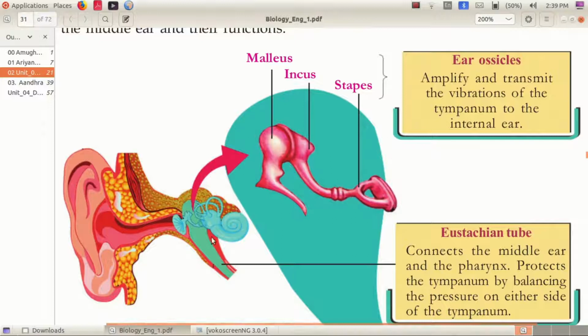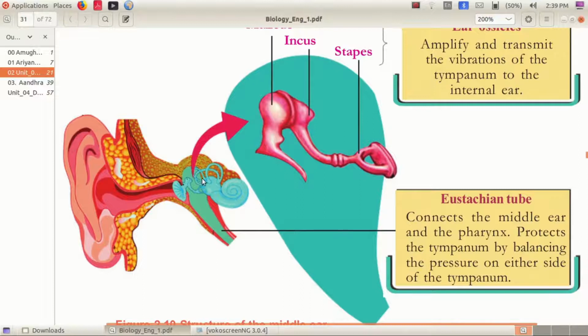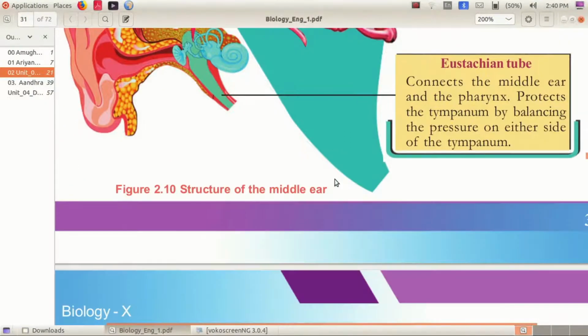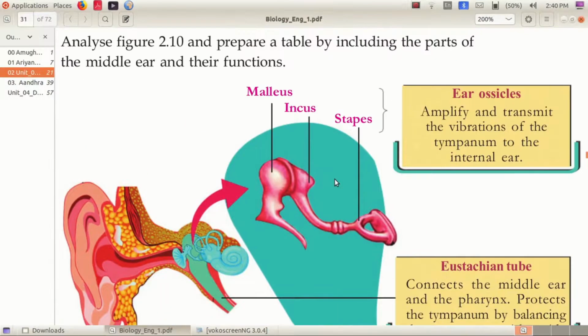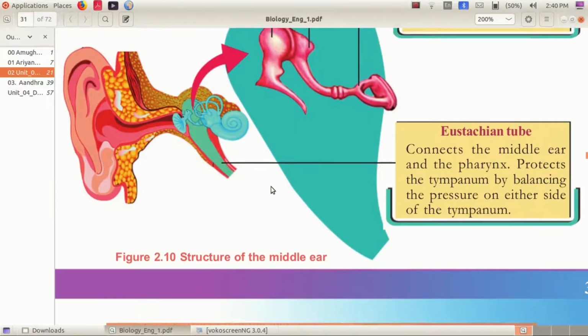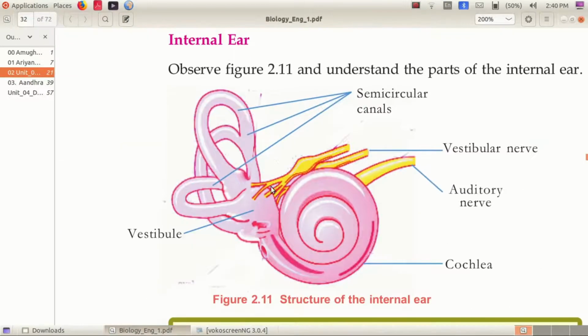Middle ear mainly consists of 3 bony or ear ossicles: malleus, incus, stapes. They got their names by their shapes. Malleus is attached to the tympanum. Then next one, that is internal ear. In your notebook you have to prepare a table including the parts of middle ear and their function. So don't forget to write it in your notebook. Next one is called internal ear.